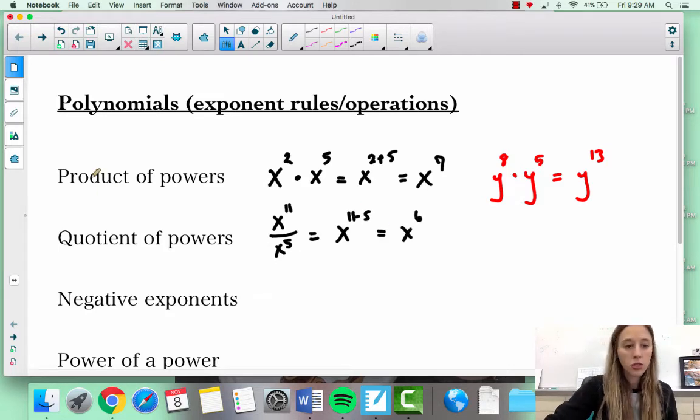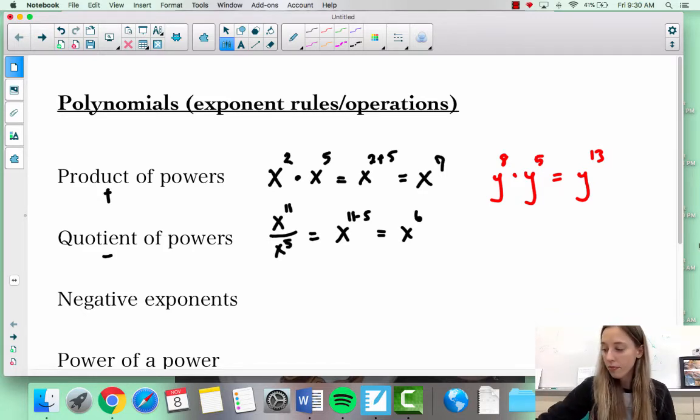Okay. So when you multiply, that's the adding. When you divide, that's the subtracting. Okay. And the key here is that the bases are the same. So it only works when the bases are the same.